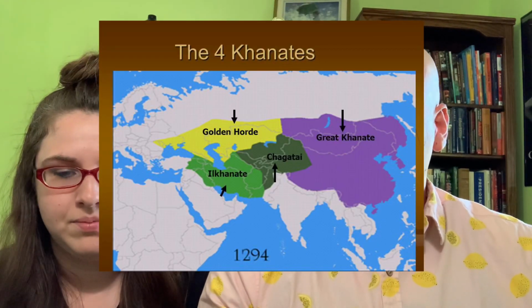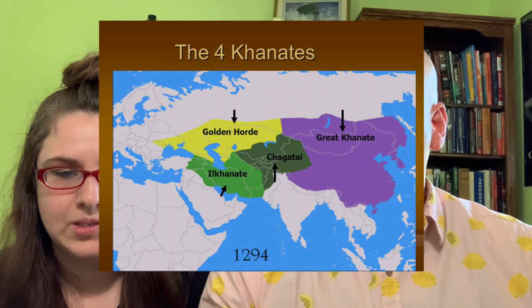Right. Okay. So it gets a little confusing when the Mongols take over the Middle East because we have different names, but you have to understand that they are Mongols. So when it refers to the Ilkhanates, it's referring to those satellite states controlled by the Mongols.